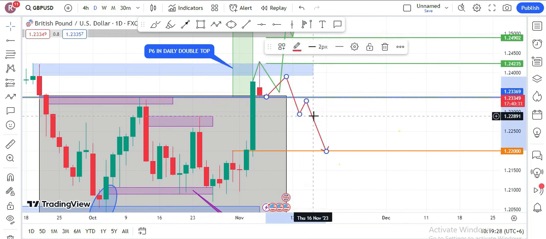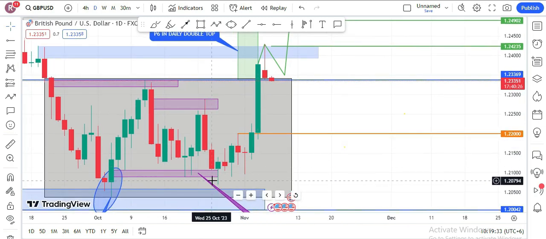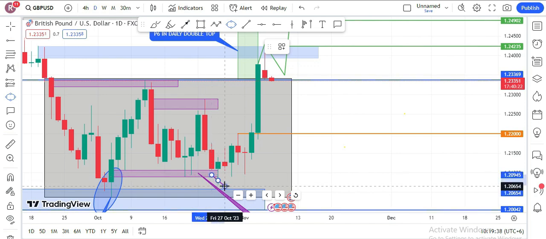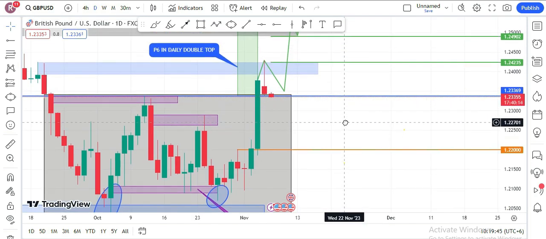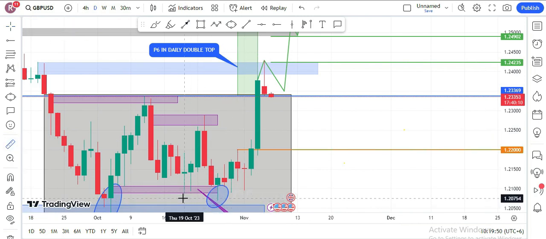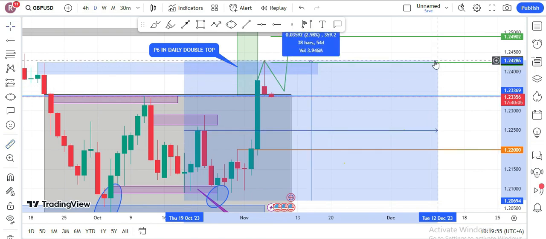Let us remove this for the time being. This top has been made from here. This guy, this bottom is responsible. So if we mark this bottom now, we can target this top. So if we measure the whole thing, it is 359 pips, and half of that, you can see, is indicating this area.